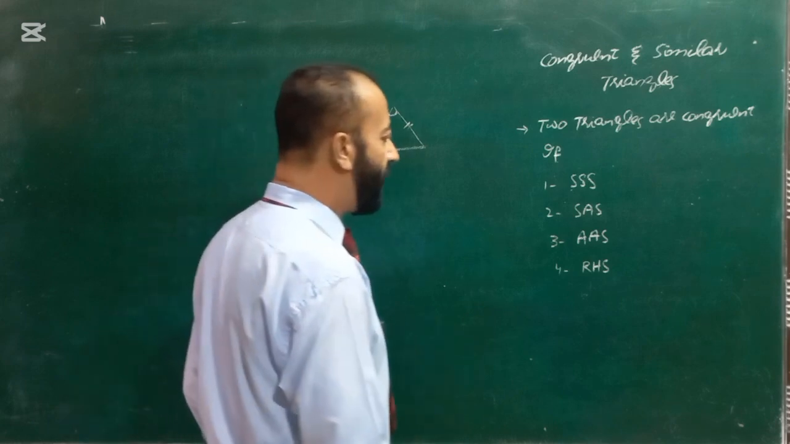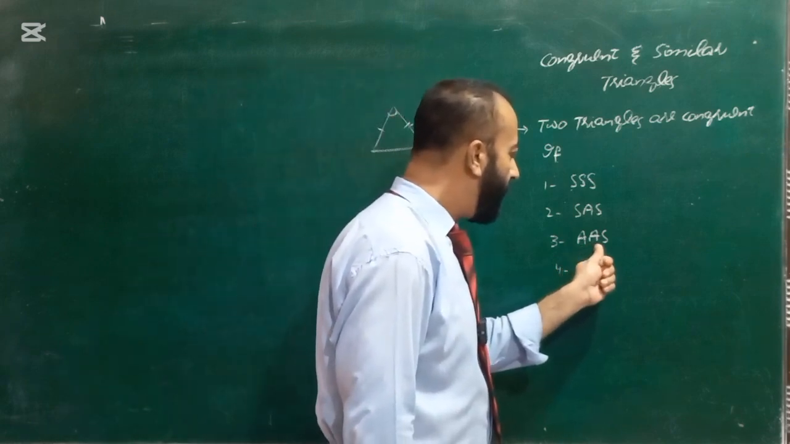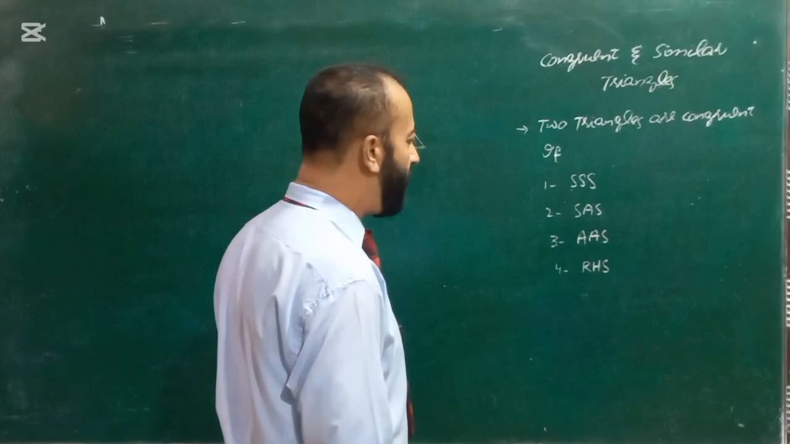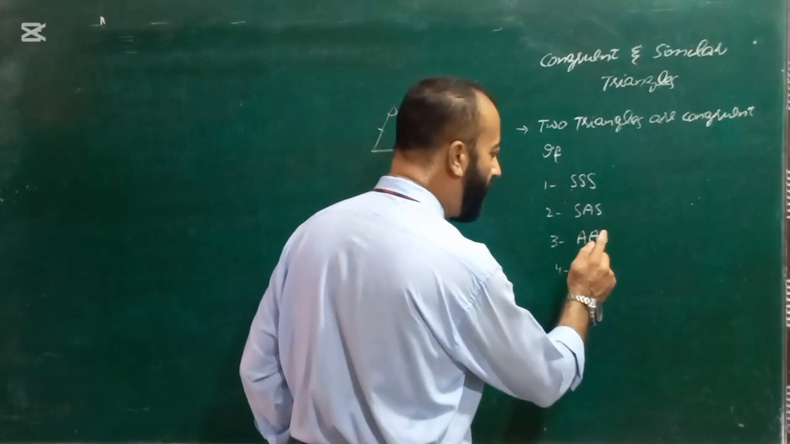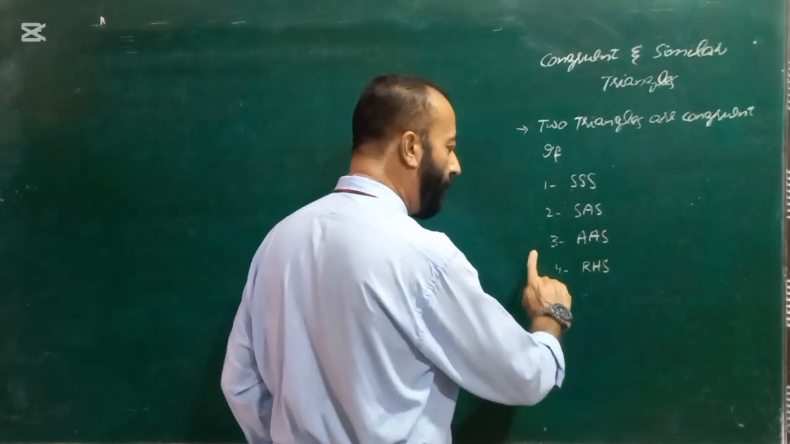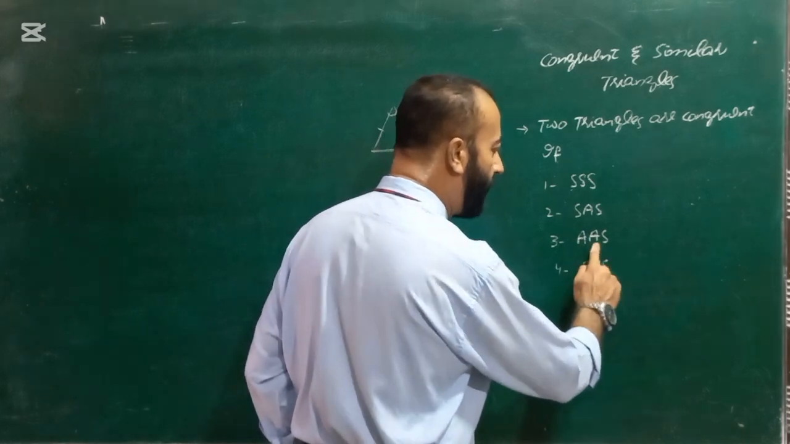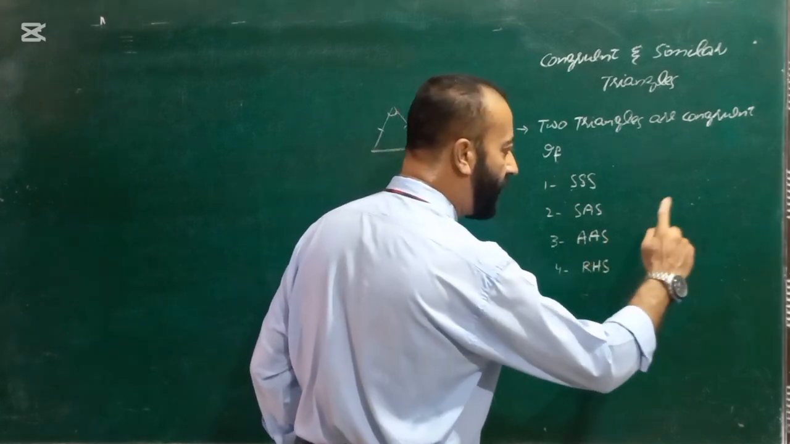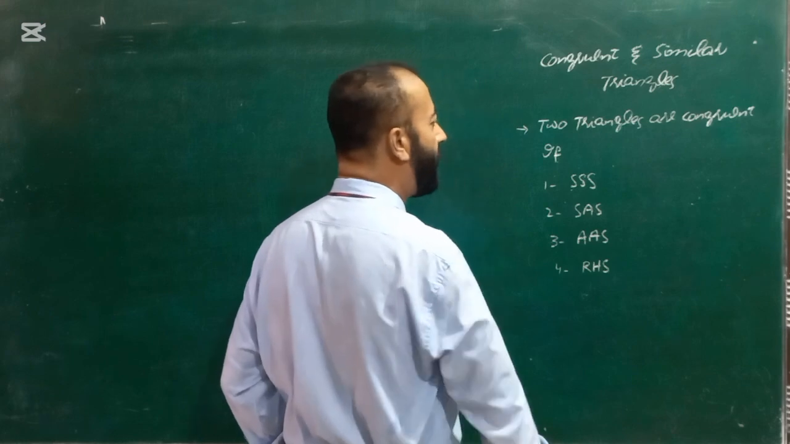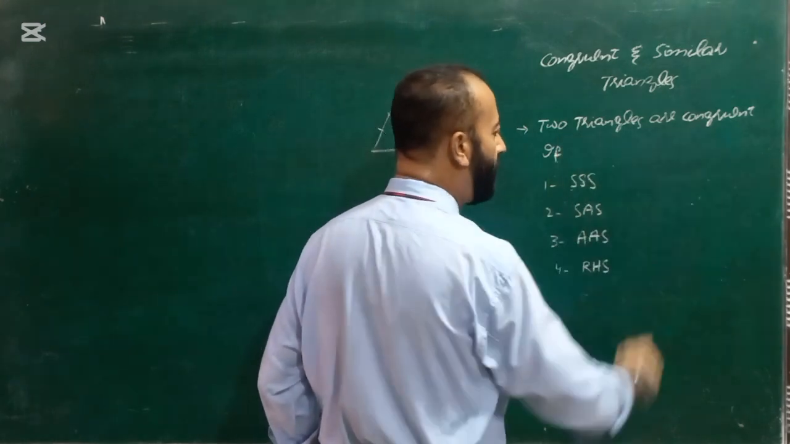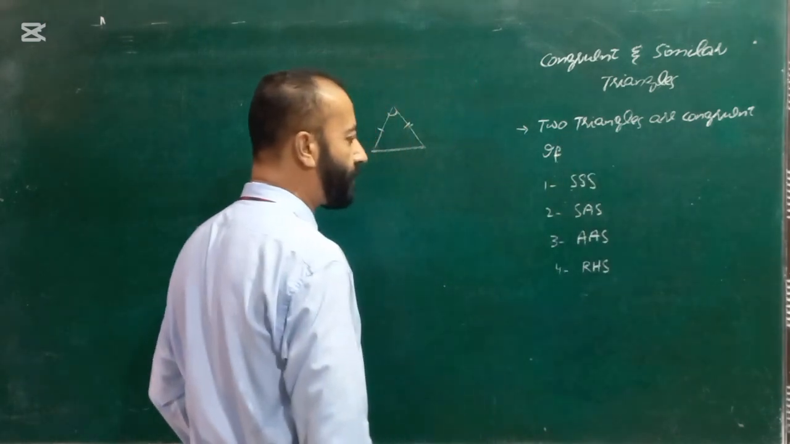The next property is angle, angle, side. It means if two angles and one side of one triangle are equal to two angles and one side of the second triangle, then the two triangles will be congruent.